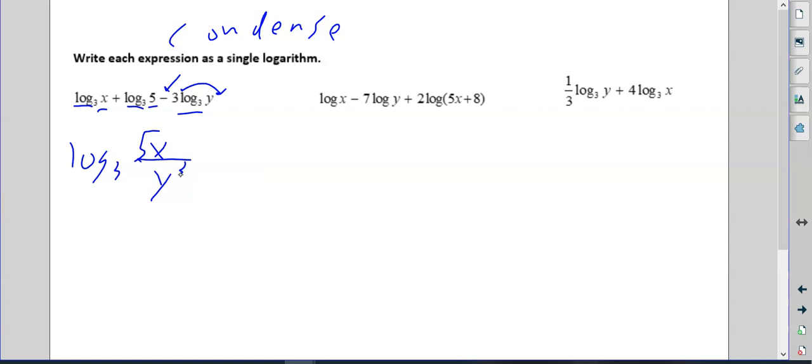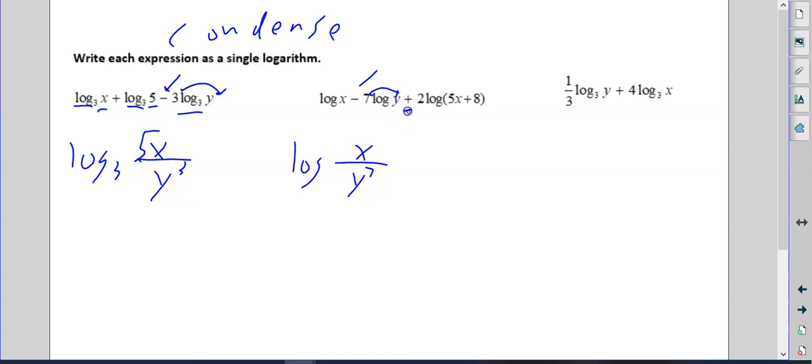Okay? This one, I see a subtraction sign, so I have division. I'm going to write log 1 time. Technically, it's log base of 10, but we don't have to write it. It's just understood. So the x goes on top. This 7 is going to become the exponent of the y.